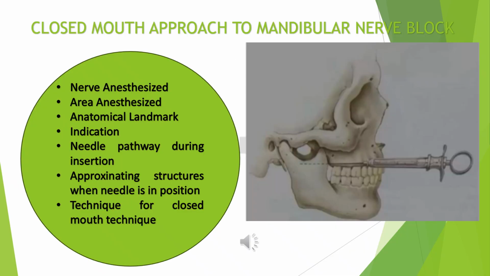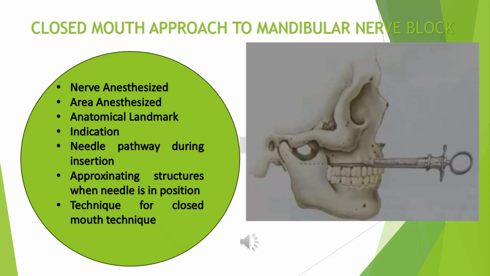We have the closed mouth approach to mandibular nerve block, which anesthetizes the inferior alveolar nerve and its subdivisions, mental, incisive, plus the lingual and buccinator nerves, which are branches of the mandibular nerve. So the whole mandibular nerve will be anesthetized, which anesthetizes all the mandibular hard and soft tissue to the midline, including floor of mouth and anterior two-thirds of the tongue. And we have to follow the anatomic landmarks for giving this mandibular nerve block by the closed mouth approach.